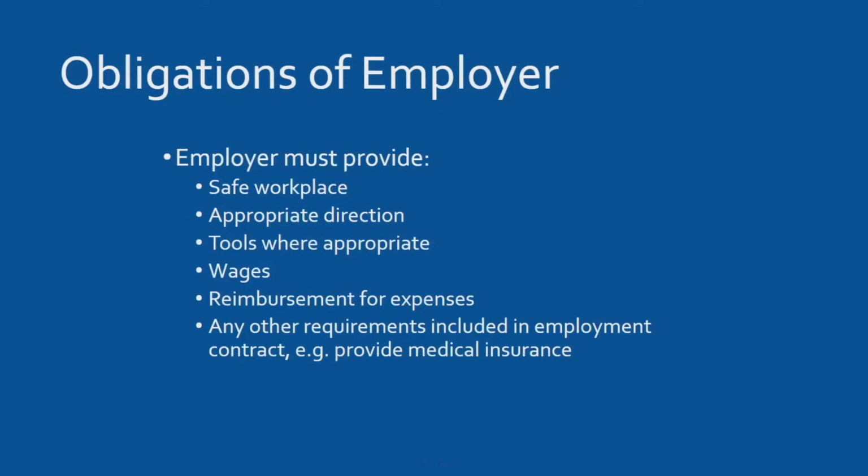The next thing that we looked at was what are some of the obligations of the employer. So you need to be aware of what these obligations are. An employer's job is to make sure the workplace is safe, make sure that there's appropriate direction, in other words, good management, make sure the tools are appropriate, make sure the wages are paid and that they're clearly defined, and reimburse for expenses. The employee has some expenses that need to be reimbursed. Any other requirements are included in the employment contract. So for example, the contract could say there's a medical insurance program. You have to provide those.